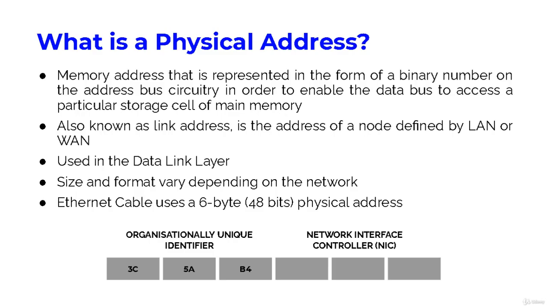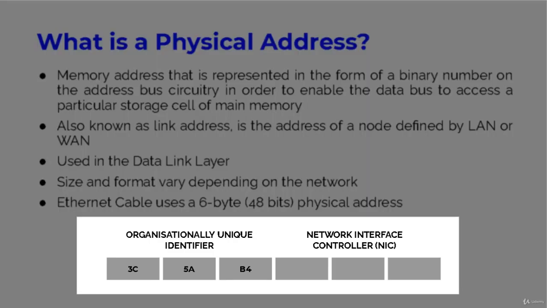What is the format of a MAC address? As you can see at the bottom of the presentation, there is a 12-digit hexadecimal number, which is a 6 byte binary number, which is mostly represented by colon hexadecimal notation. First 6 digits, as you can see in the presentation, 3C, 5A, B4 of MAC address identifies the manufacturer, called as OUI, Organizational Unique Identifier.